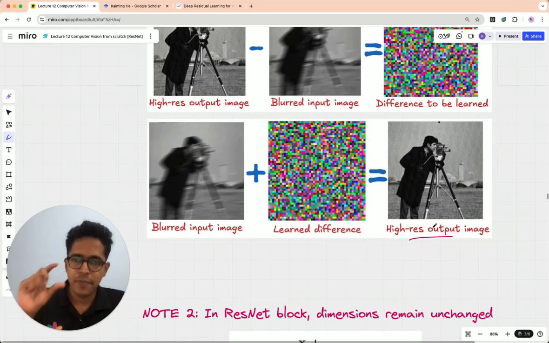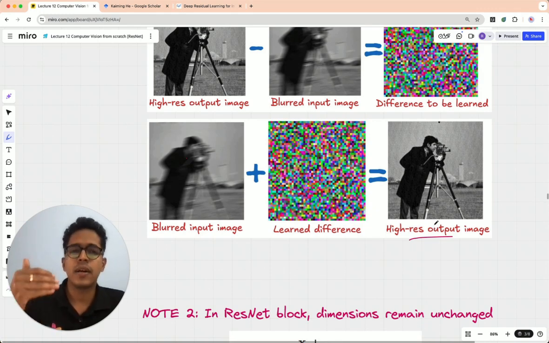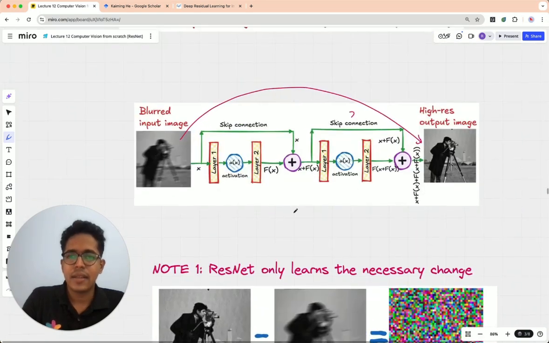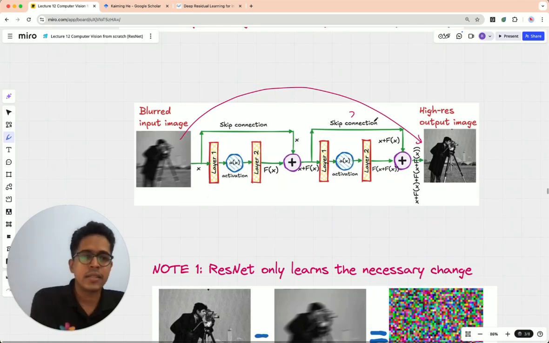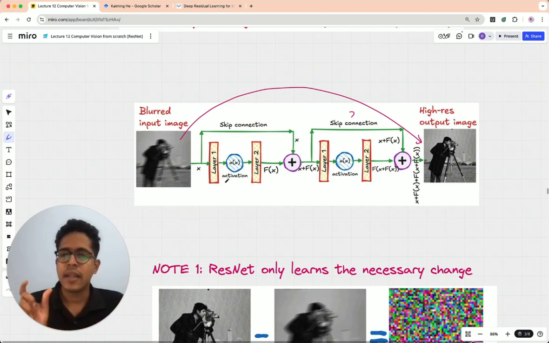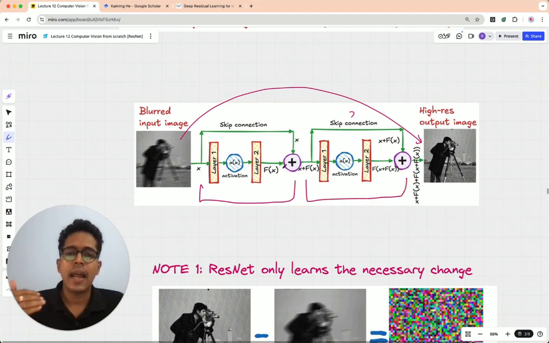So for the specific task of image enhancement, I hope you understand the significance of residual connections, or learning the residual. If you have a ResNet architecture that connects the input blurred image to the high resolution output image, every module in these residual connections is just learning the difference. What is the difference that I should add to this input image? What is the difference that I should add in this module to the previous output? And like that, add the differences sequentially to get the high resolution output image. Fairly simple idea, but it makes total sense when you are thinking about a task like this.